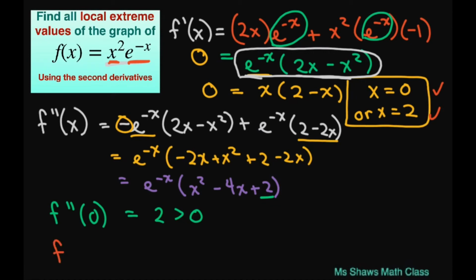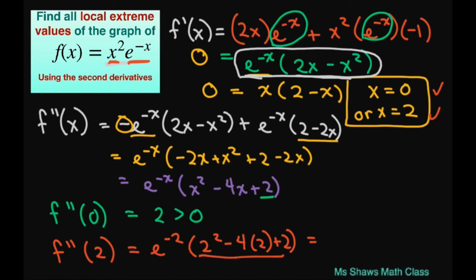So now let's do f double prime of 2. Now when I substitute in 2, I'll just write out e to the power of negative 2 times 2 squared minus 4 times 2 plus 2. This is going to be negative 2, and I'm going to move this in the denominator. So this is going to be e squared, which is negative.